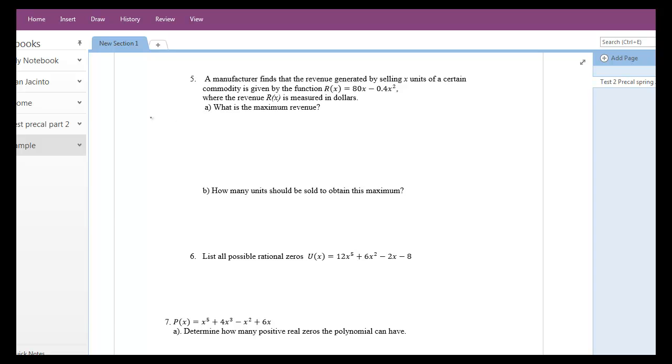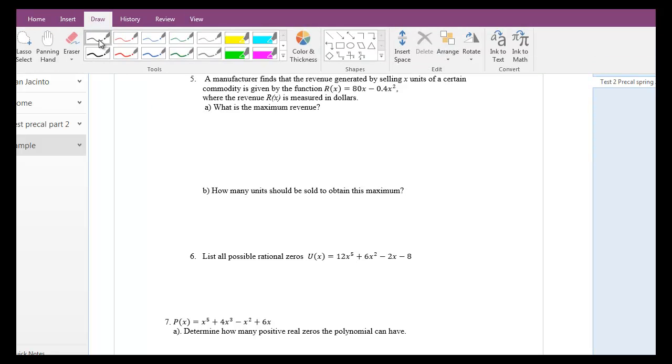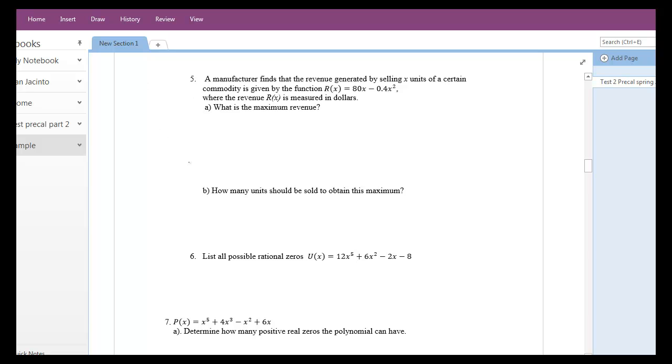We're talking about a manufacturer revenue generating x units of a certain commodity. You're looking for the maximum, so you should automatically realize that this function is going to be a maximum because we have a vertex. So let's grab this pen and see what we got going on here. There we go. So that tells me R(x) is equal to 80x minus 0.4x squared.